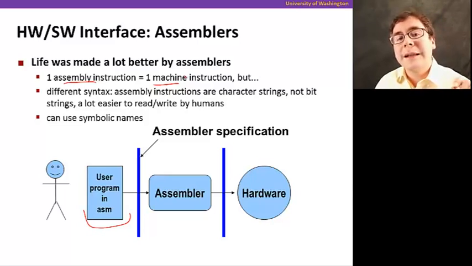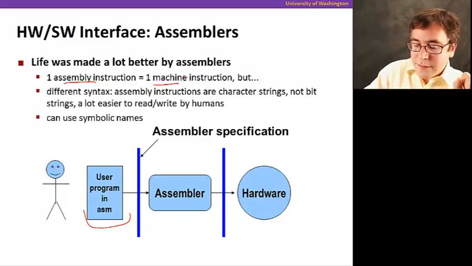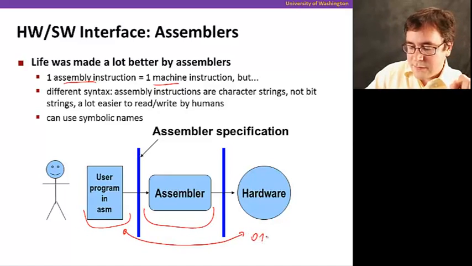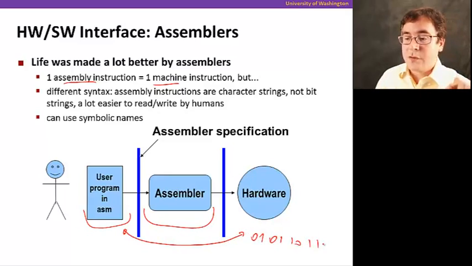And it can also use symbolic names for values. They can use things like register names, variables A, B, and so on. Now there's a piece of code here called an assembler that takes a program written in assembly and generates zeros and ones, machine code, which is what the hardware likes.